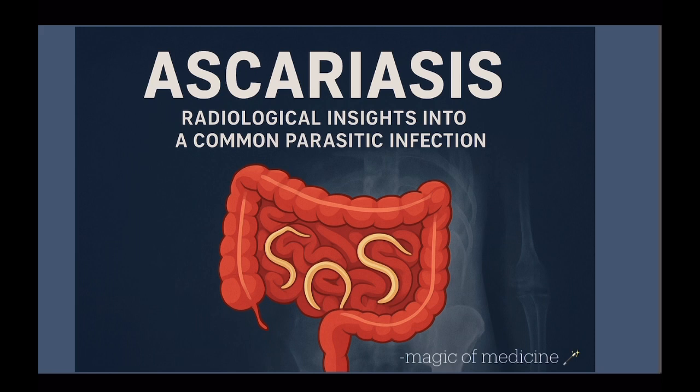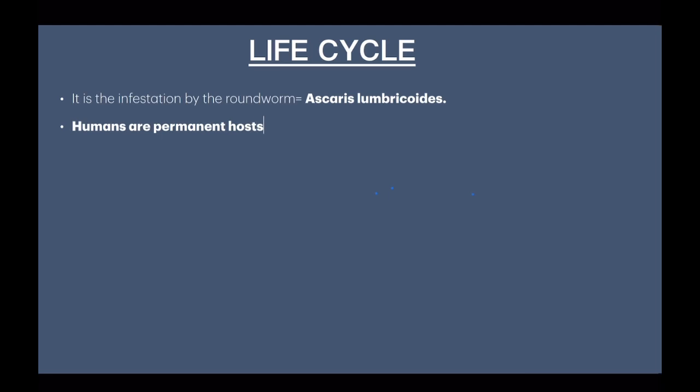Now, coming to the etiology. Ascariasis is caused by Ascaris lumbricoides. This is the largest intestinal nematode of the humans. Adult male measures up to 15 to 30 centimeters, while adult female is even longer. It measures about 20 to 35 centimeters.